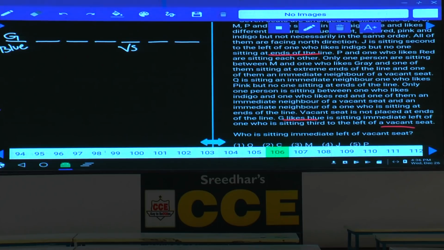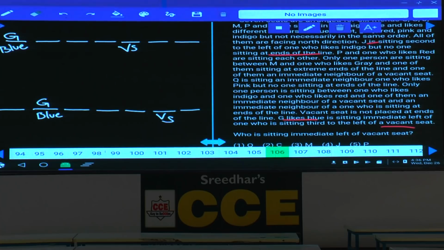Then what is the other possibility here? Now this vacant seat is not at any of the extreme ends, isn't it? Hence 4, 5 and 6. Then what is the other possibility here? If the vacant seat is here, then G will be here and blue will be here. Hence, finally we could finalize two possibilities. Then, coming to this one, J is seated second to the left of the one who likes indigo, but none of these two persons are seated at any one of the ends of the line.